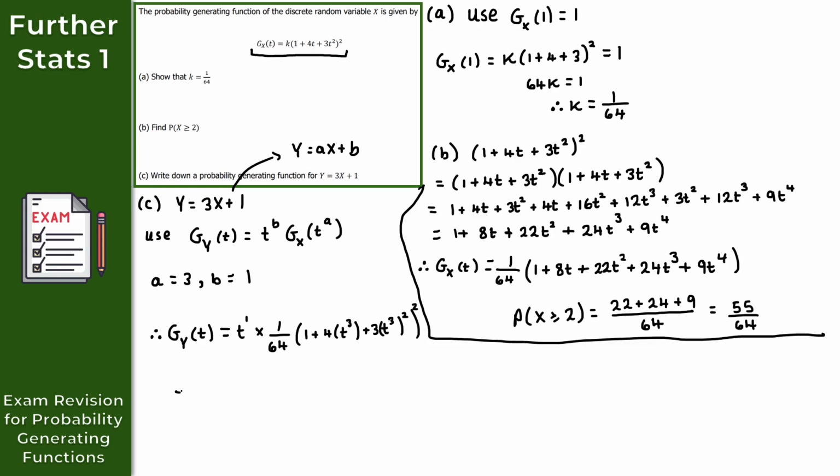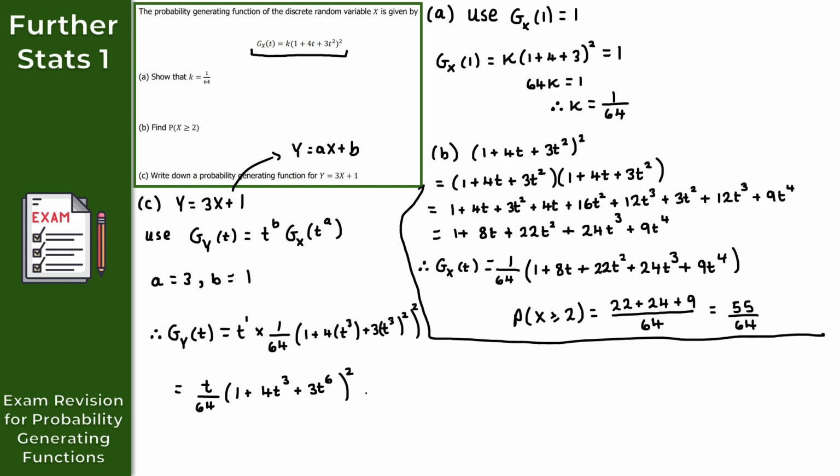So let's simplify here. Well, I've got t over 64. Then we times this by 1 plus 4t cubed. We've then got 3t squared, and this power is then raised to another power of 2 here. So don't forget when we've got a power raised to another power, we multiply those together. So I get t to the power of 6. I get 3t to the power of 6, like so. And then this full bracket here is squared.